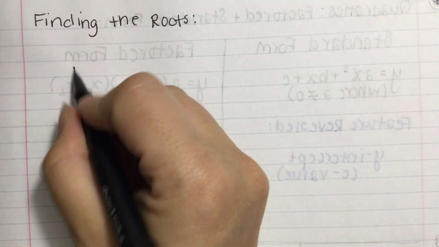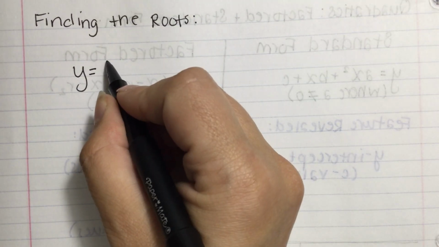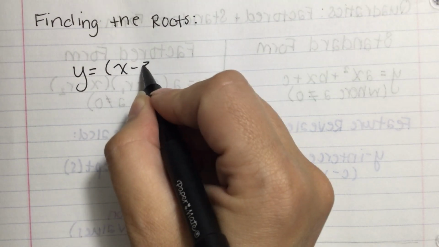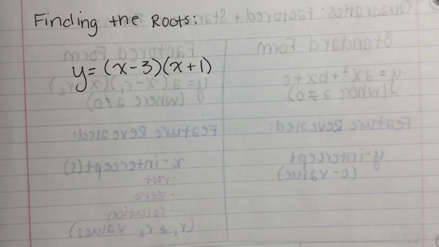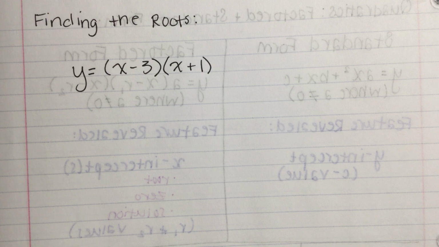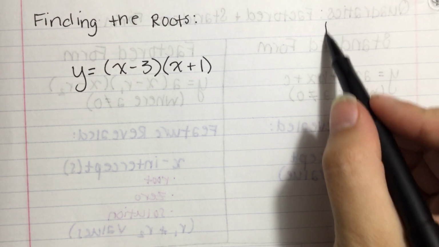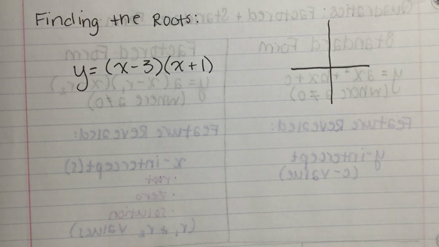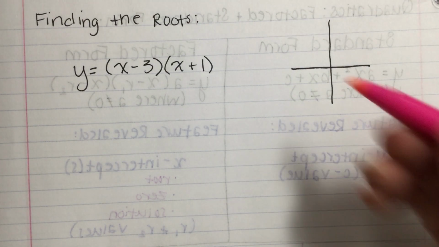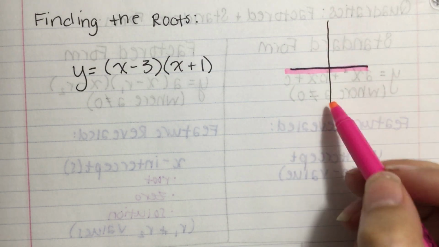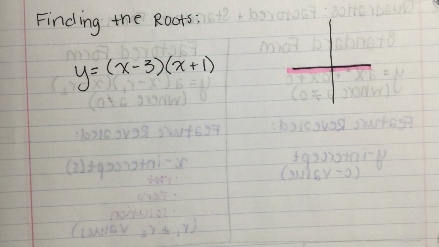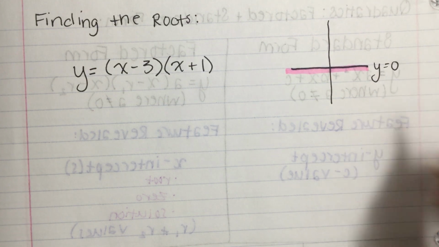So let's say that we're given the equation y equals x minus 3 times the quantity of x plus 1. Now, if we're looking for our x-intercepts, if we think about what it means to be an x-intercept, that means that it's crossing the x-axis. In other words, my y value, because we're not going up or down at all, is equal to 0, because this line right here would be y equals 0.